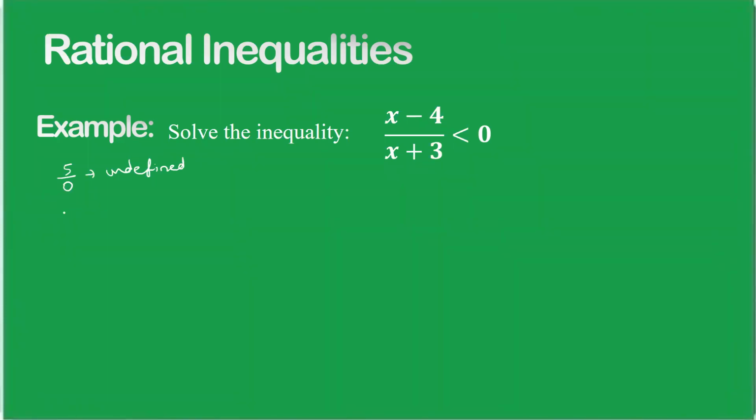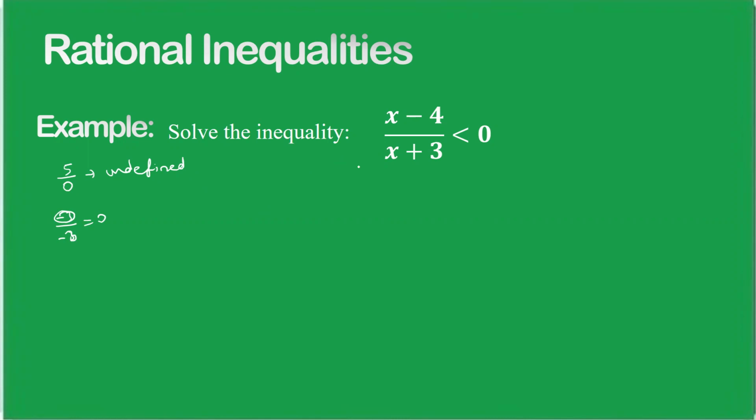The inverse of this one actually, I mean 0 over minus 3, is defined. It is 0, but 5 over 0 or minus 5 over 0 is undefined. We have to remember this one at first. Okay, now let's solve this one.